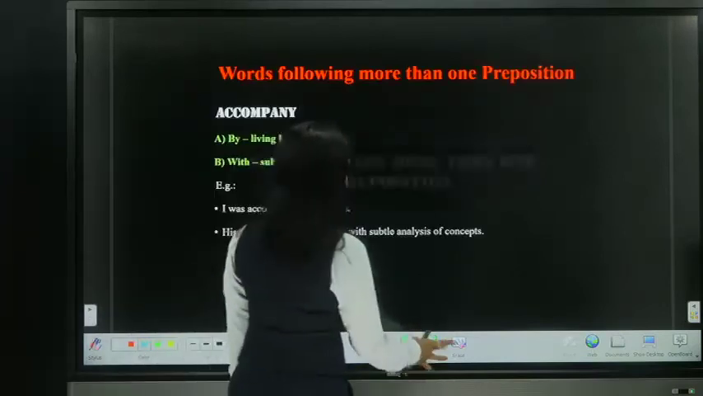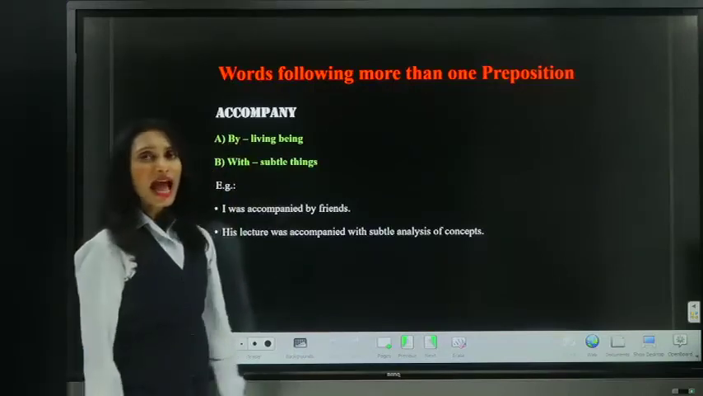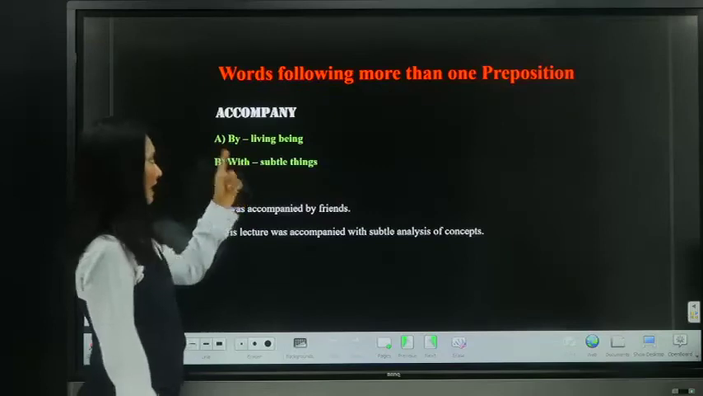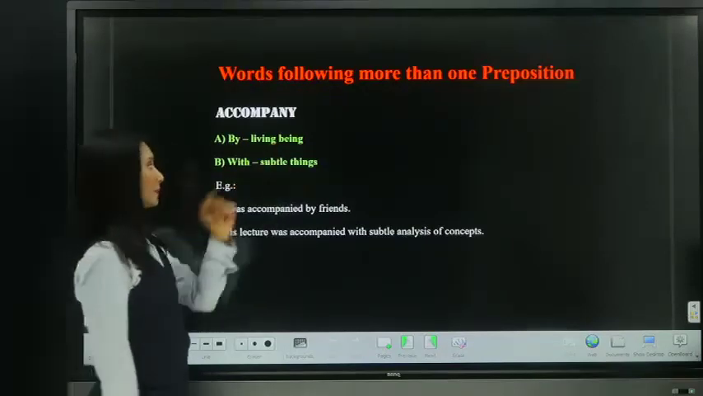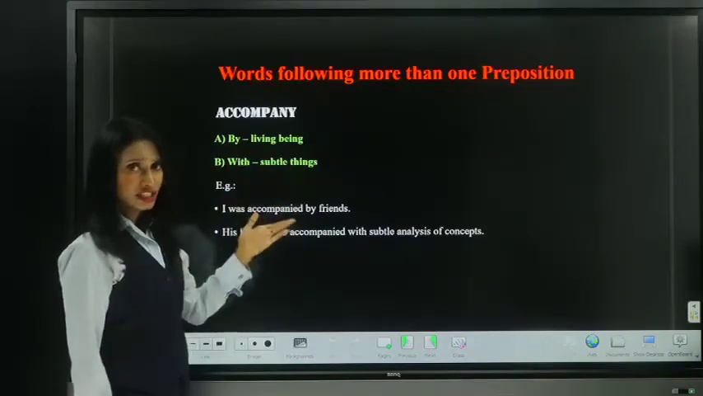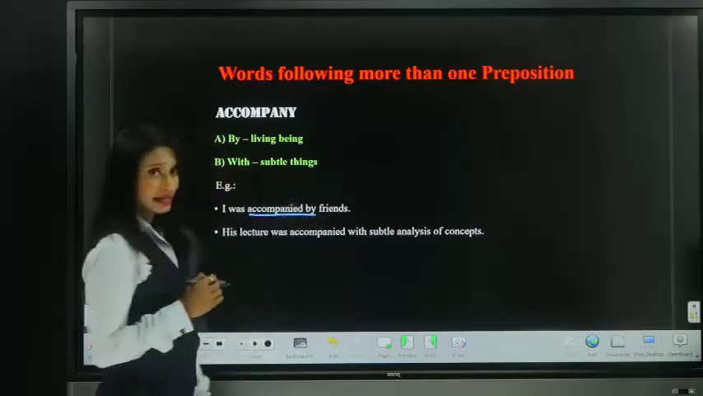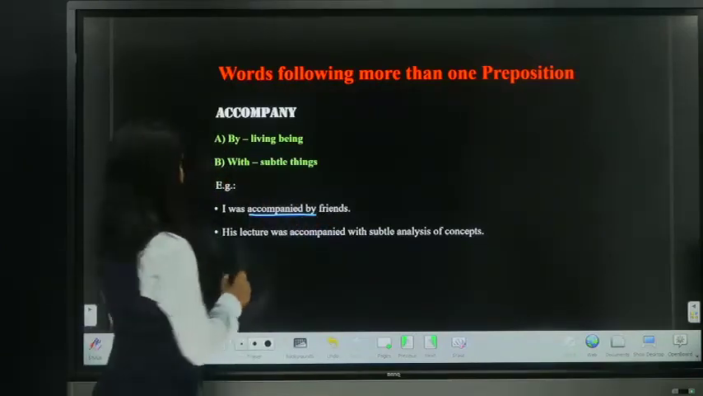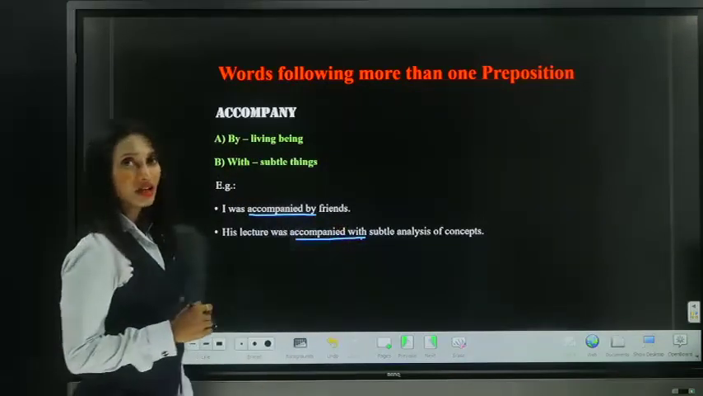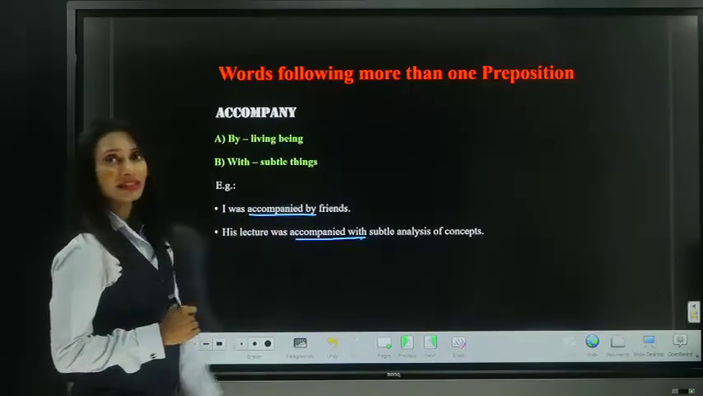Now, look at the first one. The first word here we have is accompany. Accompany is followed by and with. Accompanied by living being, accompanied with subtle things. By persons, with things. For example, I was accompanied by my friends. His lecture was accompanied with subtle analysis of concepts. Things, by persons, with things.